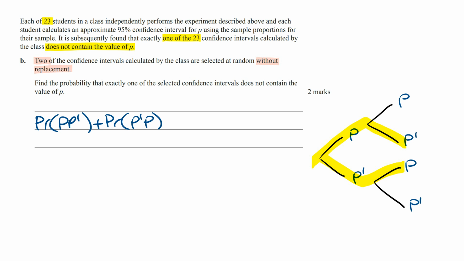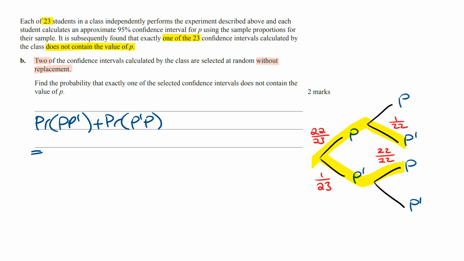For the first selection, the probability of having the value of p is going to be 22 on 23, which means the probability of not having it is going to equal 1 on 23. For the second selection, given that the first selection had the value of p, the probability of not having the value of p is going to be 1 on 22. And the probability of having the value of p, given that in the first selection we didn't have the value of p, is going to be 22 on 22.